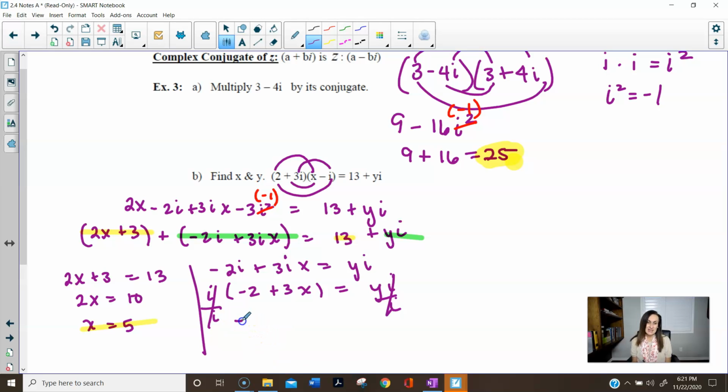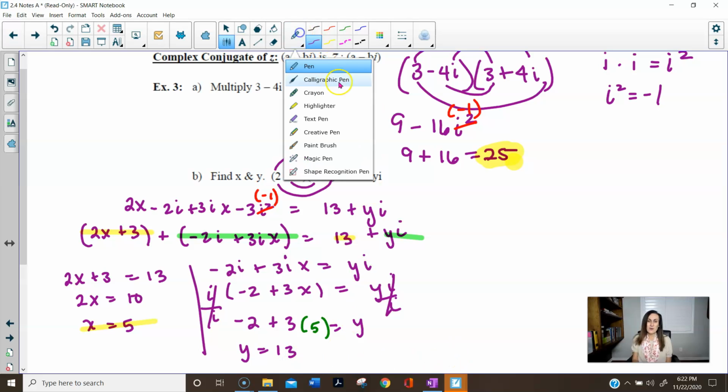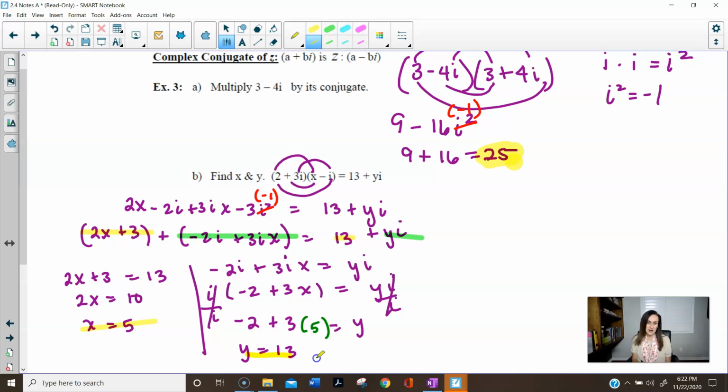Now I have negative 2 plus 3, and I know what x is. x was equal to 5. So I'll go ahead and substitute in x. And now, ta-da, I can solve for y. So now I have 15 subtract 2, which is 13. So y is equal to 13. And I just figured out what both x and y are. x is 5 and y is 13.